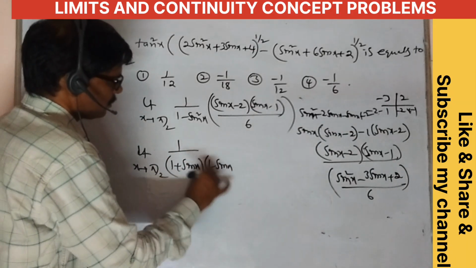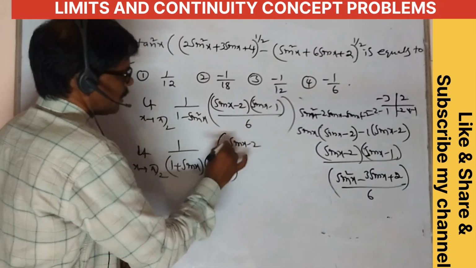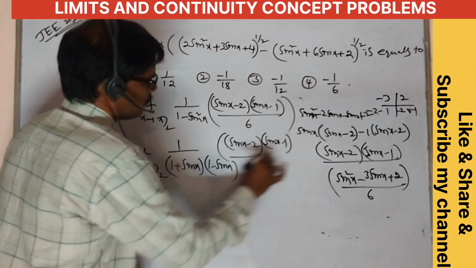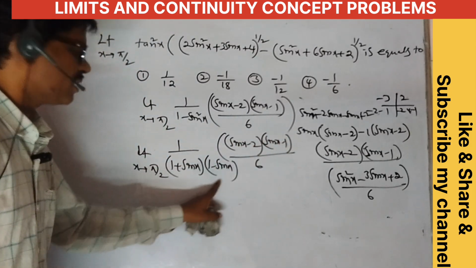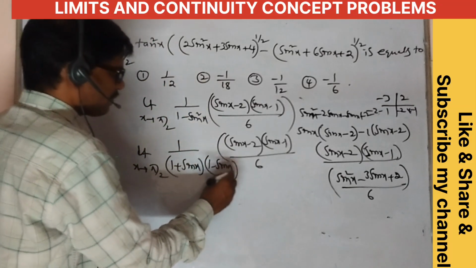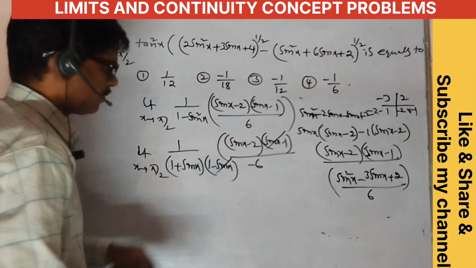1 minus sin x into this is sin x minus 2, sin x minus 2 into sin x minus 1 by 6. Okay, here sin x minus 1, here also minus is the common. This is also 1 minus sin x. Here minus is the common, means both get cancelled. Here only minus.